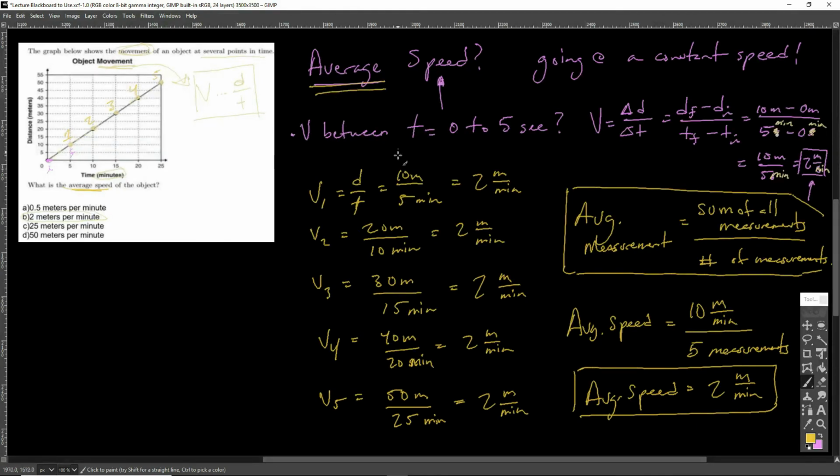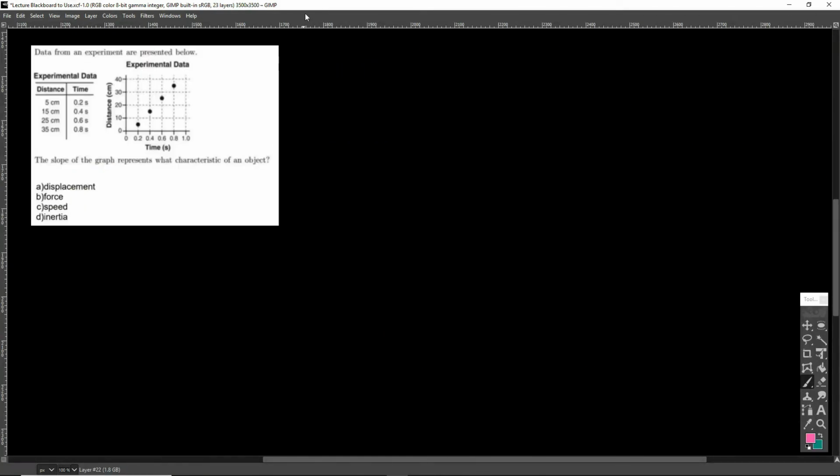Okay, so there are many ways to answer this question. Don't let the word average throw you off. The average just means the sum of all measurements divided by the number of measurements. And if it has the same velocity throughout the entire time, the average can't change. It's always 2. It's always 2 meters per minute. All right, cool.